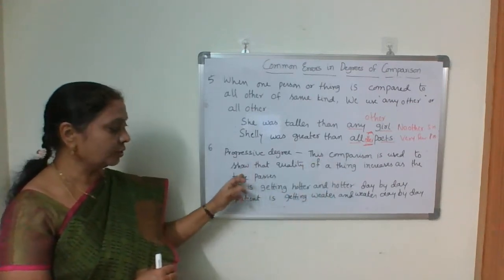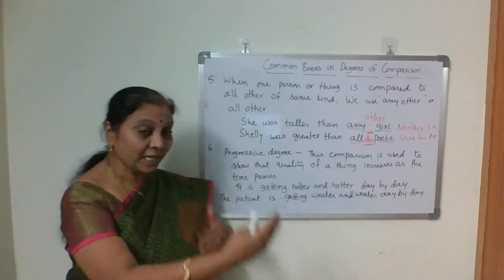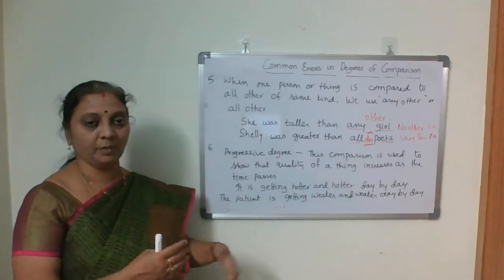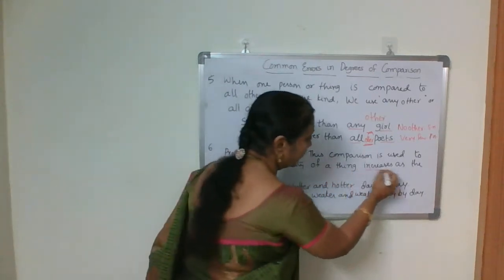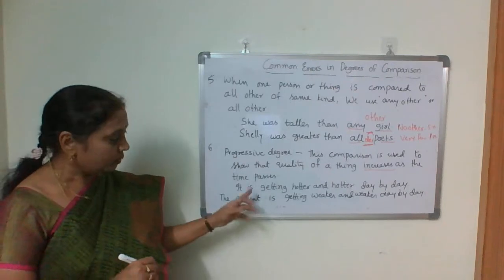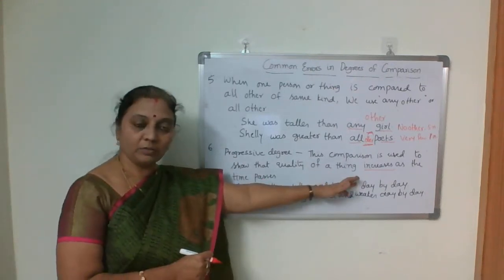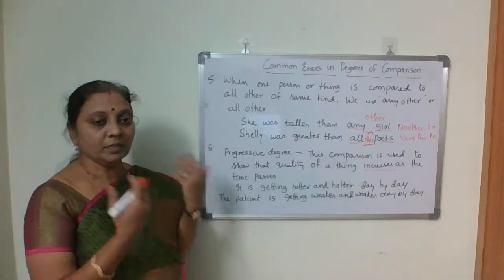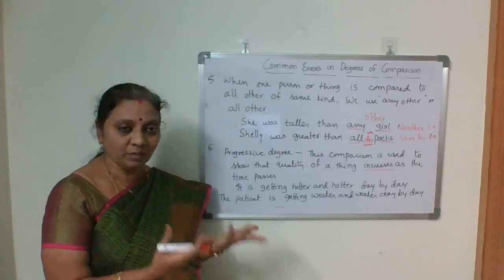This comparison is used to show that the quality of a thing increases. As time passes, the quality of the thing increases or progresses. You can also write progresses, because it's the name itself, progressive degree.